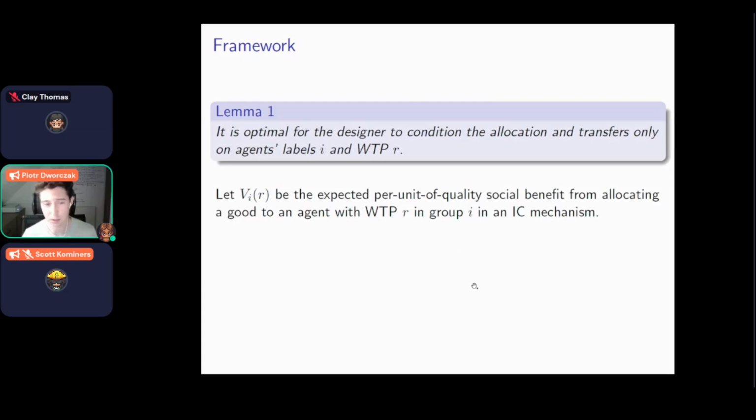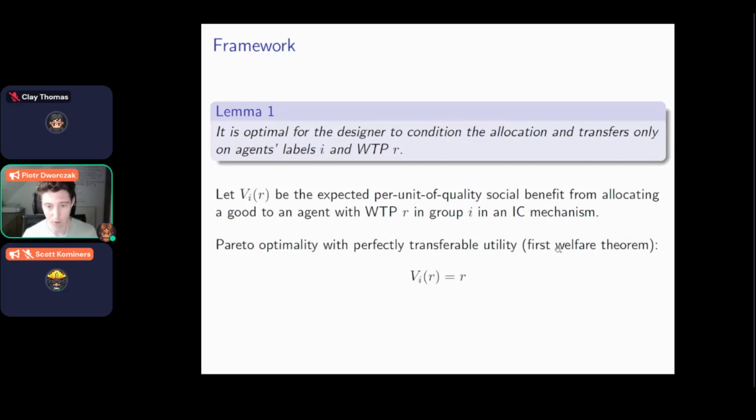So as a result, to understand what mechanism is going to emerge as optimal in this framework, we have to calculate the expected benefit of giving a unit of quality to an agent with label I and willingness to pay R. Okay? And I would like to derive this object for this framework starting from something much simpler that's going to look familiar, just to draw an analogy to something that you have seen before. So here's one special case we could look at. This is the classical setting of a first welfare theorem, or think maybe of allocative efficiency as your goal when utility is perfectly transferable.